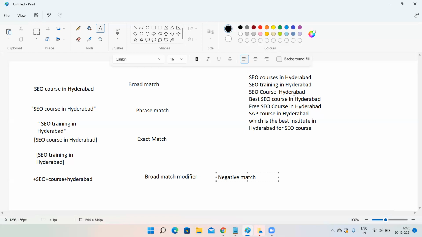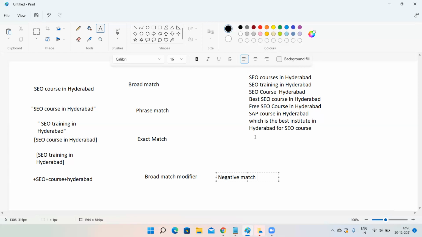Now, SEO course Hyderabad. For this also your advertisement is going to appear because it is a broad match. For best it is going to appear. For free also it is going to appear. For SAP, earlier it would appear, as I have already told you, SEO and cloud computing, no relation. But earlier, for cloud computing also my advertisement would appear. But now they have removed those kind of things. Only some related keywords will be there. For those keywords only your advertisement will be appearing.